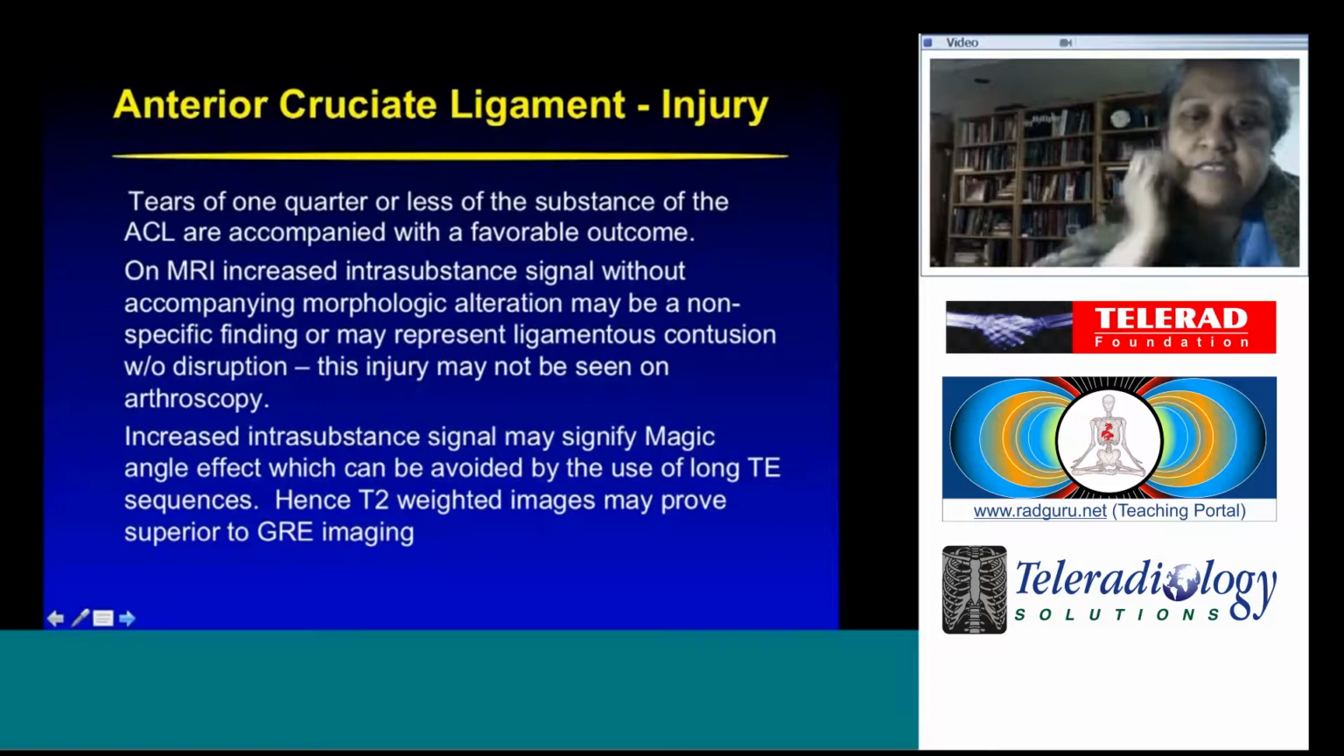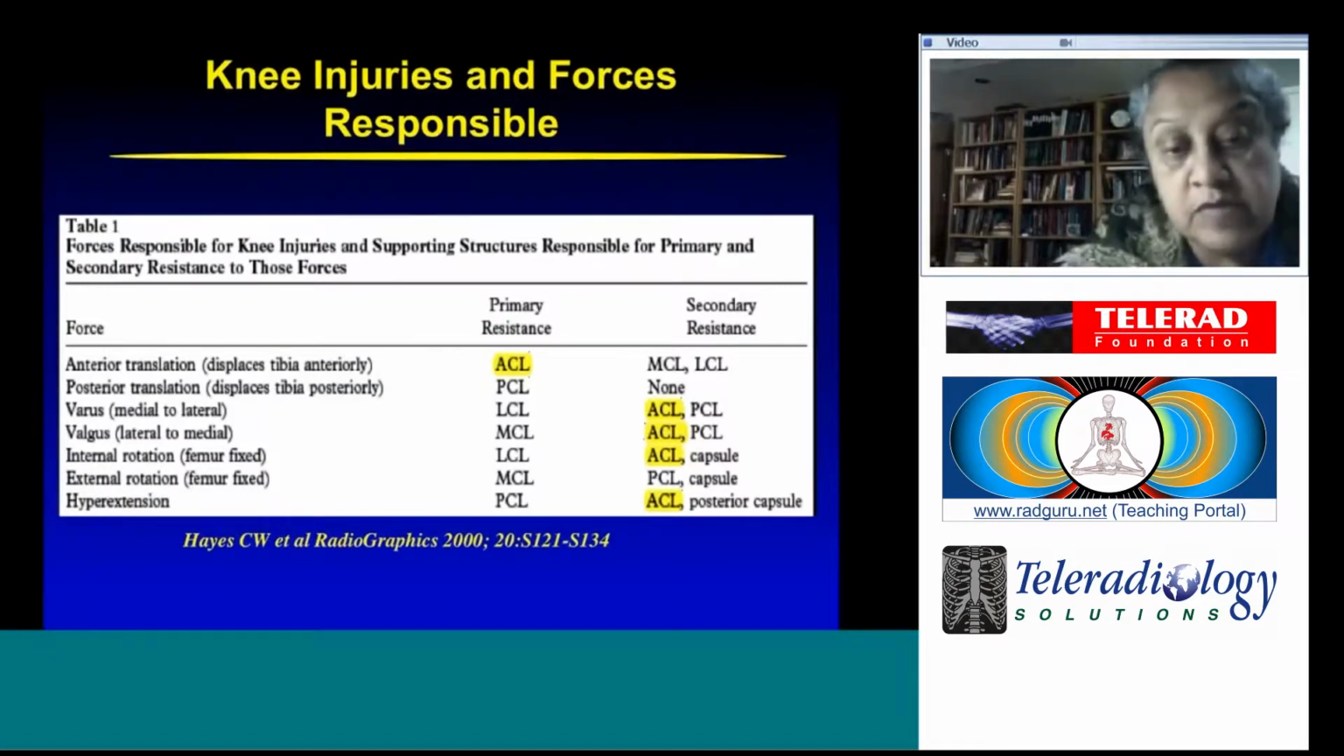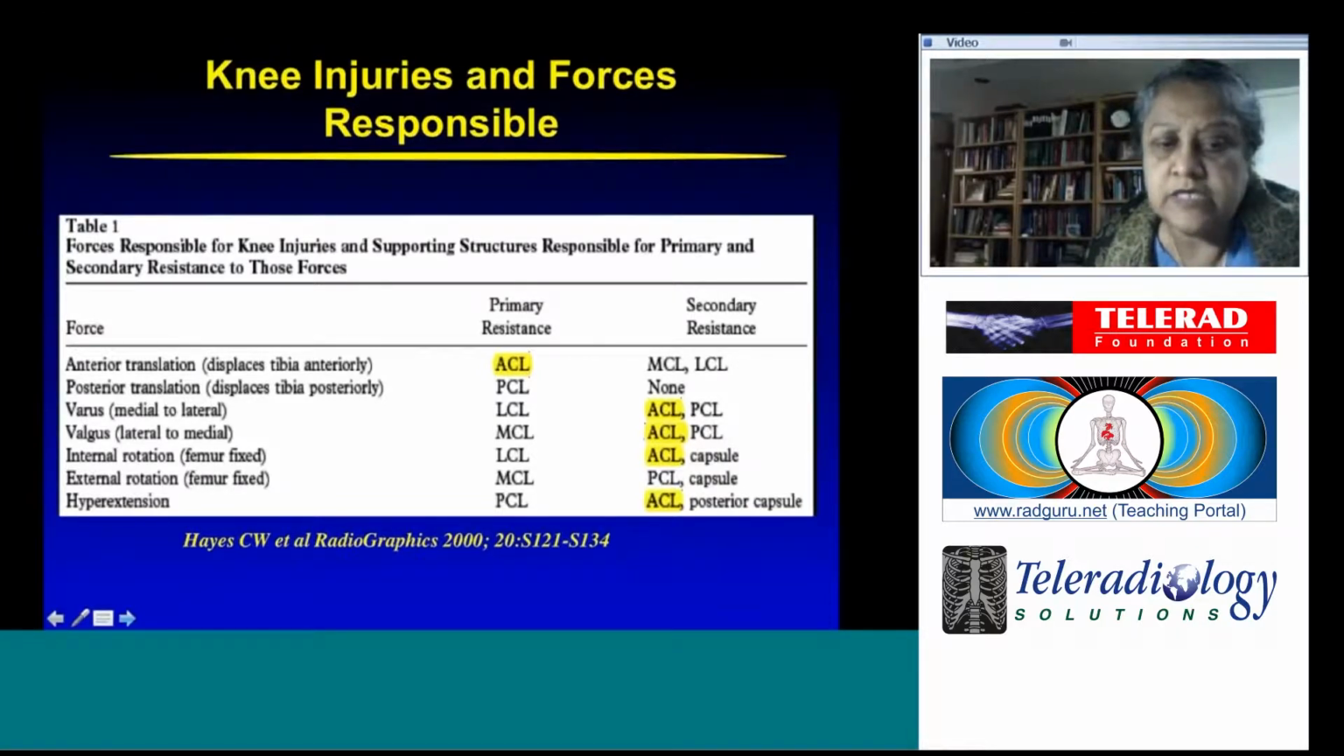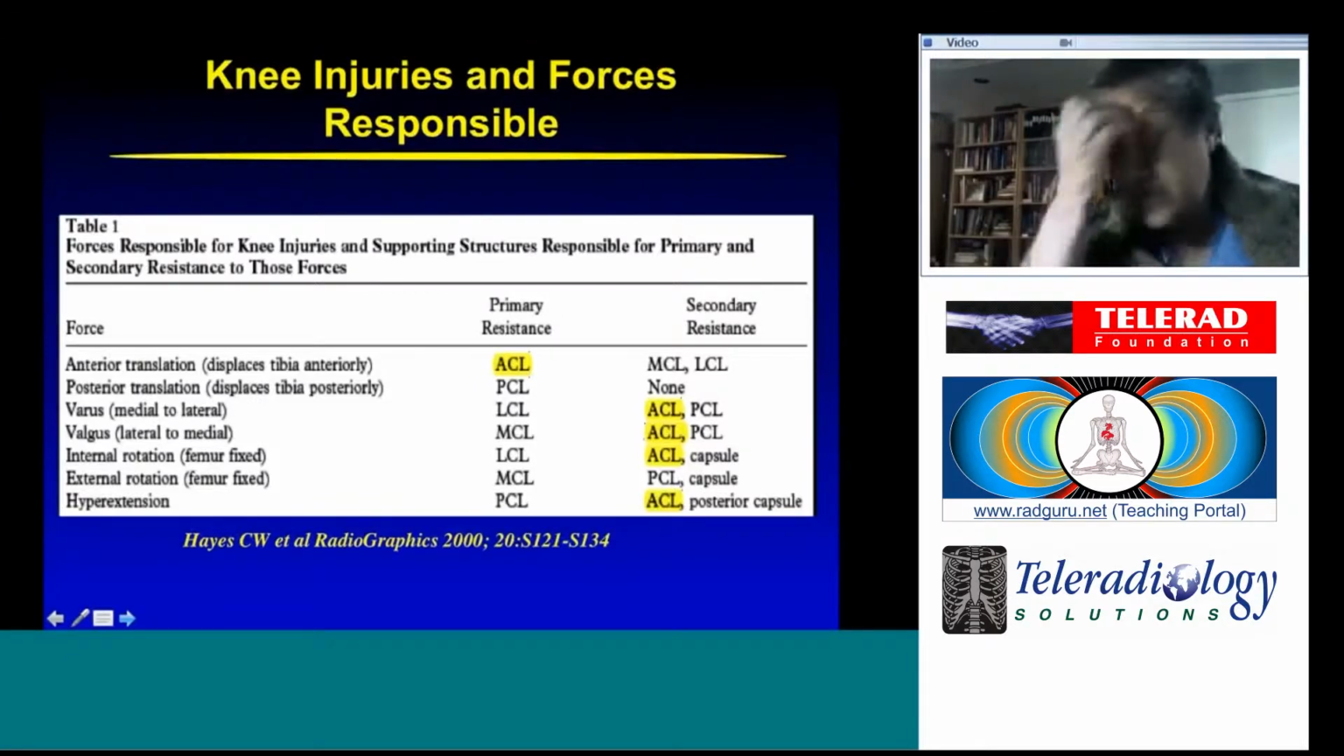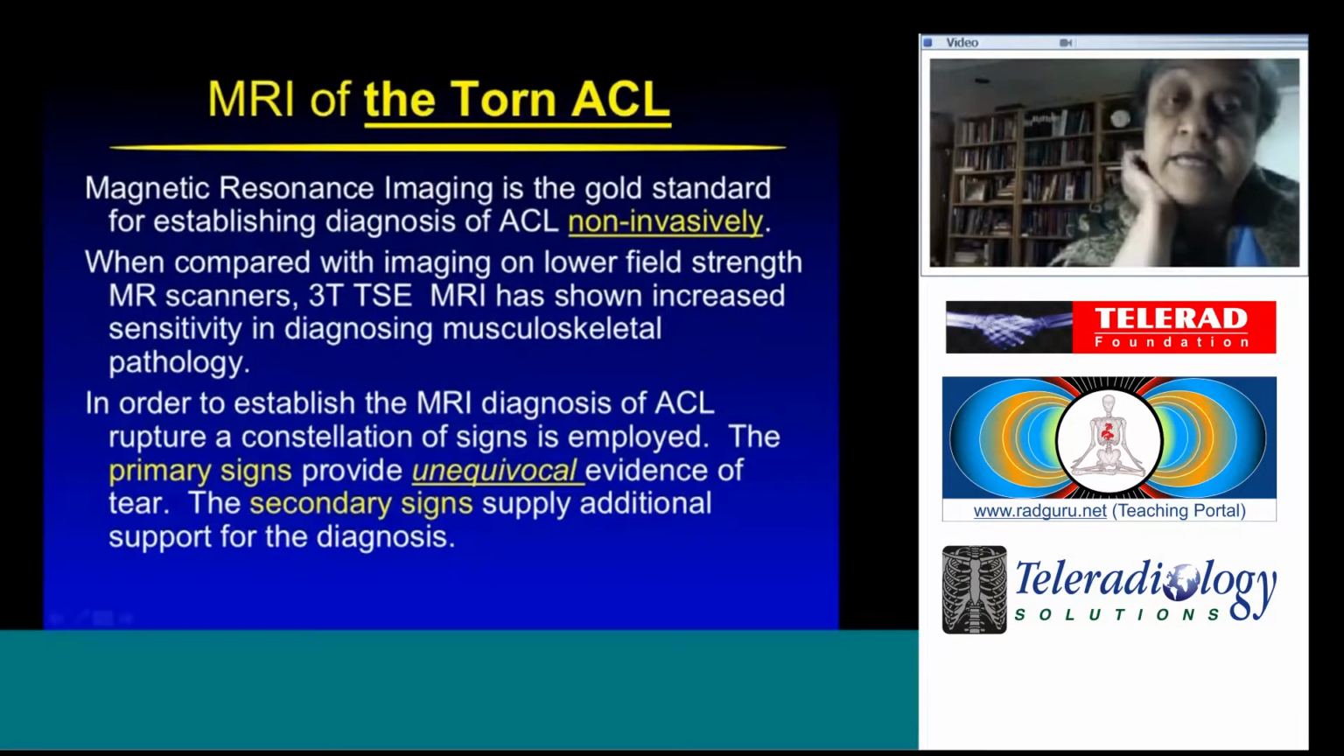There is a very nice graphic from a table from Radiographics which shows you where there is primary resistance to different kinds of injuries. This is a busy slide, but I have outlined for you where the ACL is involved, either as a secondary or as a primary. It is only when there is external rotation where the femur is fixed that the ACL is not injured. For everything else, you can expect to see ACL injury, which accounts for the fact that the ACL injury is the most common injury to the knee, ligamentous injury to the knee.